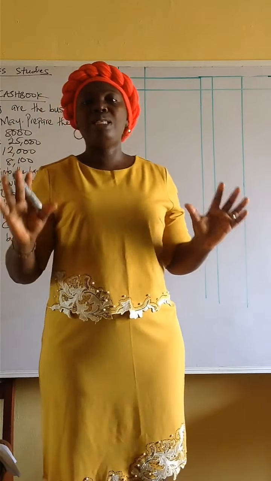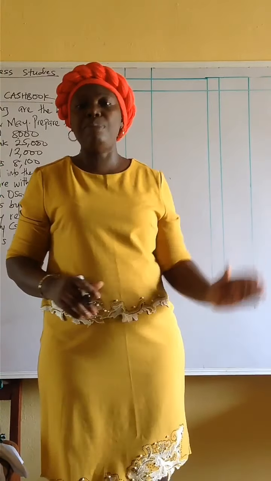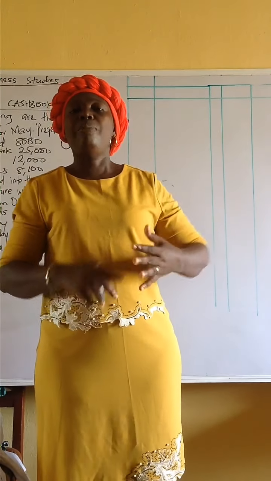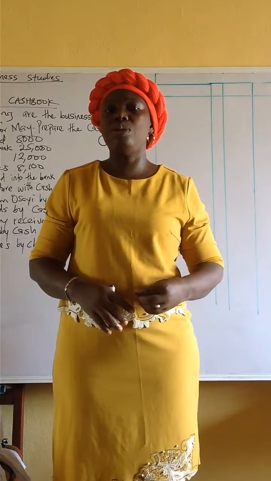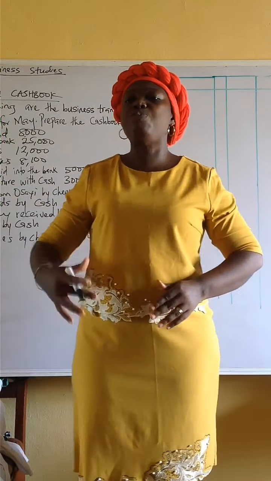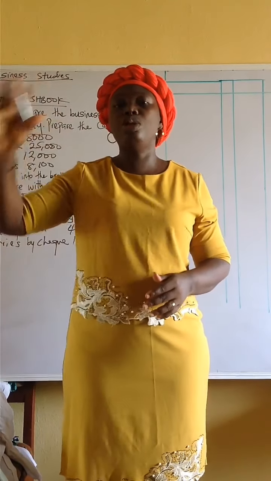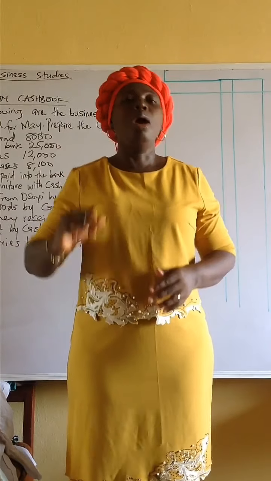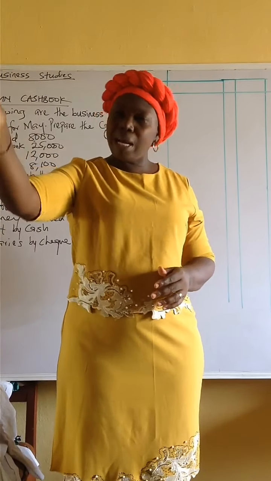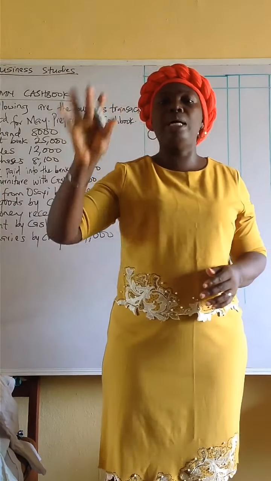Now, the difference is this. If the business is receiving cash, it goes to the debit side cash column. But if the business is receiving by check or they are paying into their bank account, it goes to the debit side bank column. Now, if the business is paying a supplier using cash, it goes to the credit side cash column. But if they are paying into the supplier's bank account or they are paying by check, then it goes to the credit side bank column.